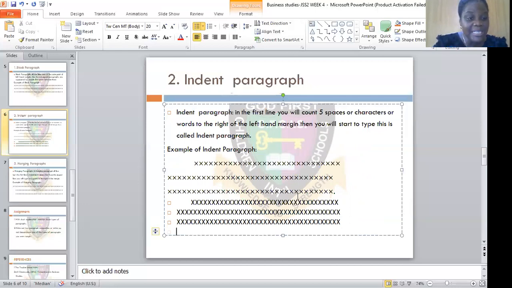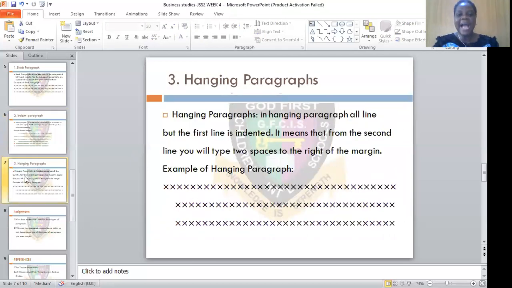So let's go to the third paragraph, which is the hanging paragraph. What do I call it? Hanging paragraph. Hanging paragraph, the first line, you will start from the left hand margin.